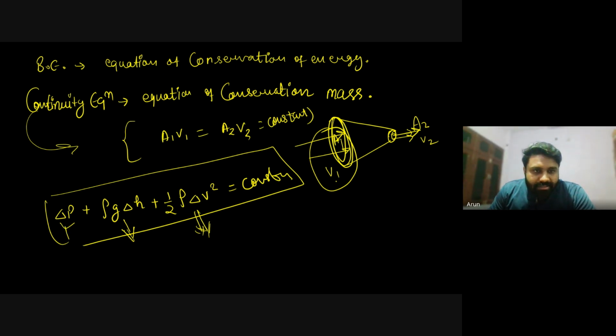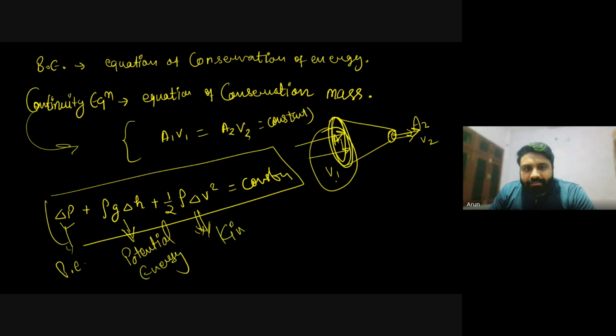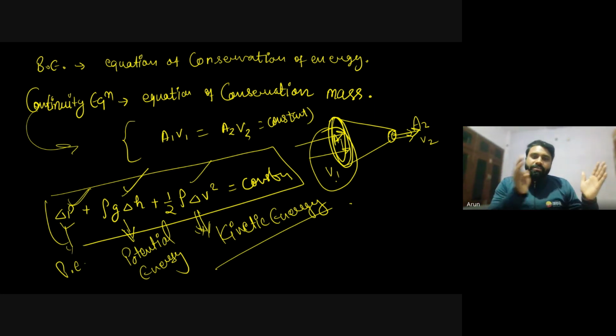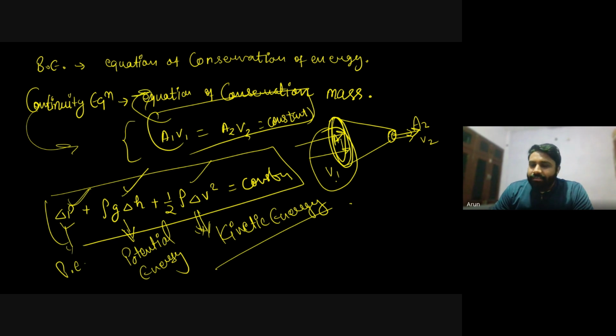Okay. So this is the pressure energy, this is the potential energy, and this is the kinetic energy. The sum of these energies equals a constant. The difference of pressure energy, difference of potential energy, difference of kinetic energy is a constant quantity. It means that energy is conserved, which means final energy equals initial energy. Got it? So there is no loss of energy in that. This is Bernoulli's equation, which indirectly represents the conservation of energy. And this represents the conservation of mass, the equation of continuity.